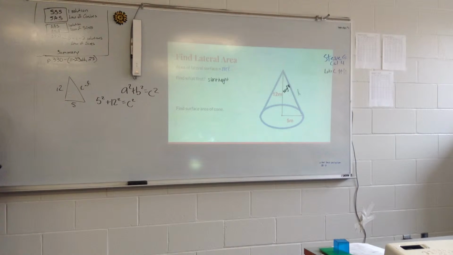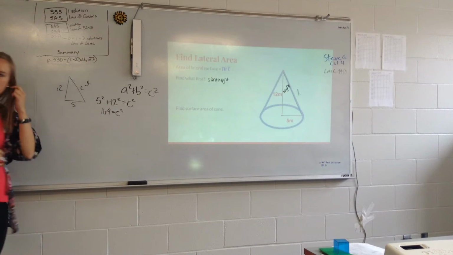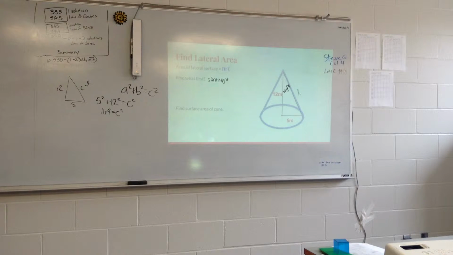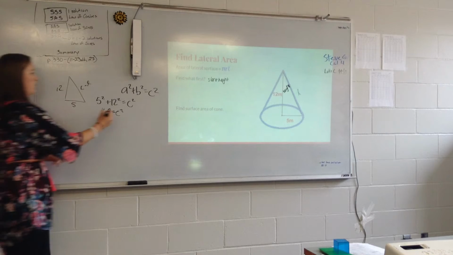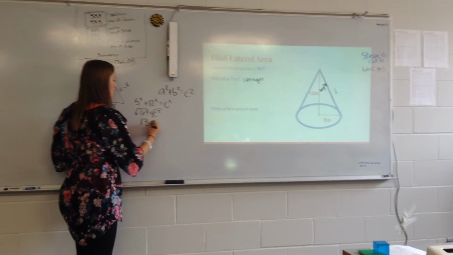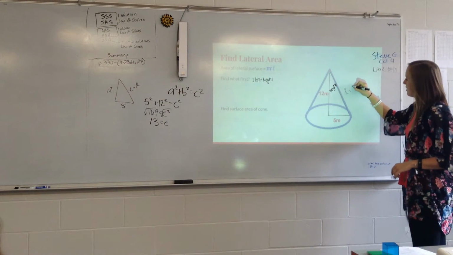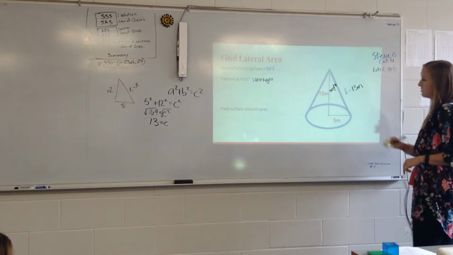What do I get here? 5 squared plus 12 squared is what? 169. What's my next step? Square root of both sides, and what do I get? 13. So, our slant height is 13 meters.